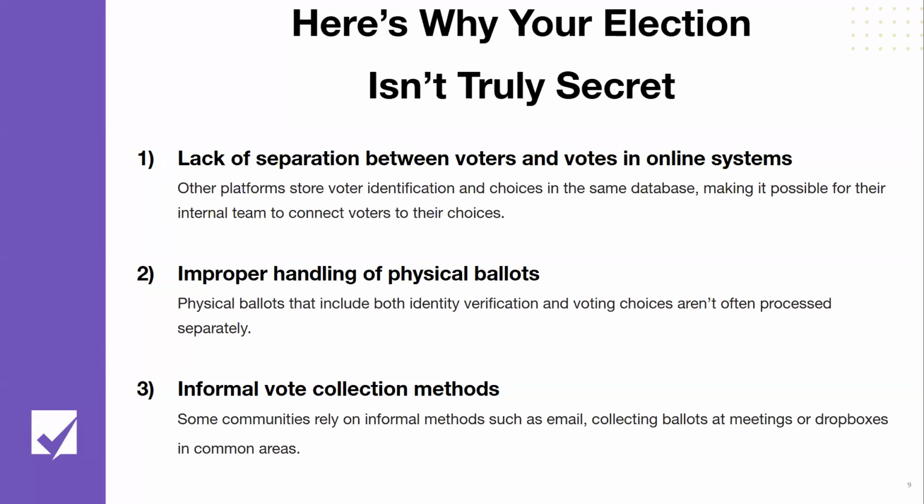And some HOAs rely on informal collection methods like email voting, collecting ballots at the community meetings, or drop boxes in common areas without proper controls. These methods make it easy to identify who submitted which ballot and create opportunities for ballots to be viewed before they're properly separated and made anonymous.